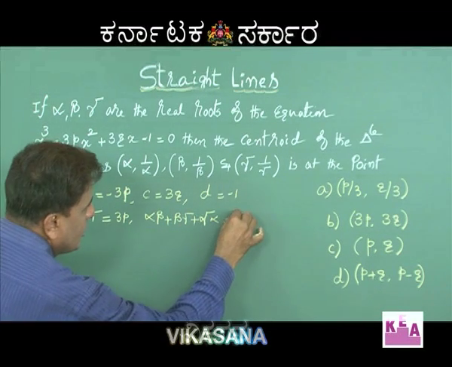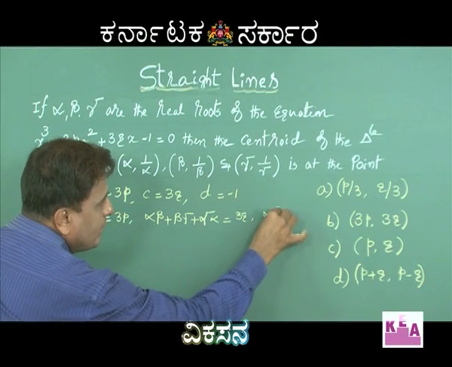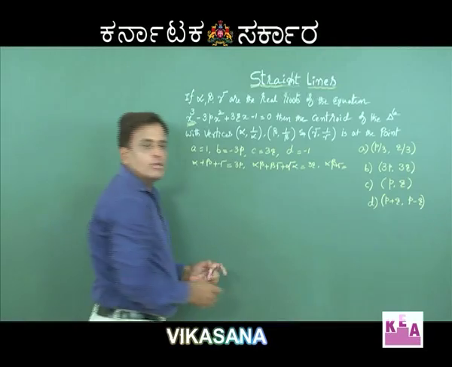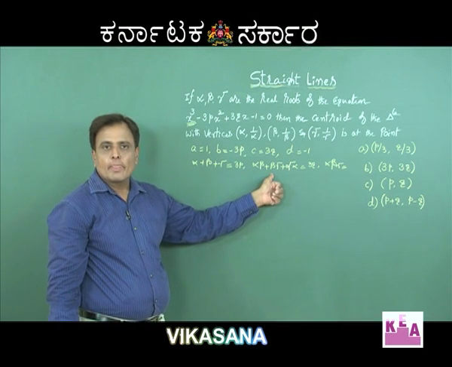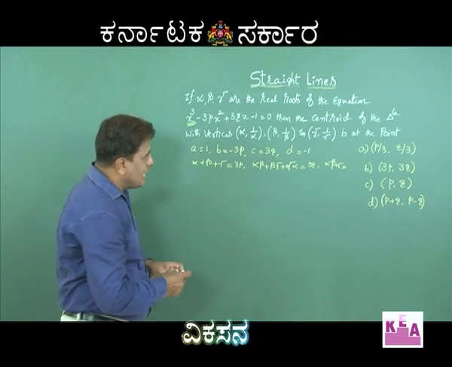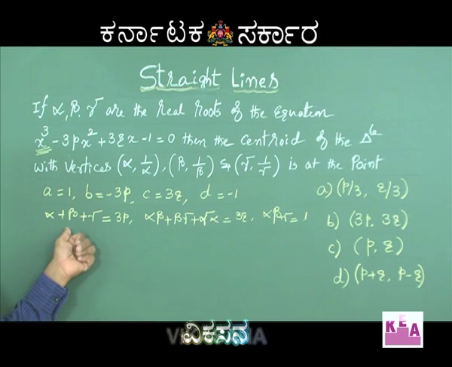What is c here? 3q by 1, and the product of all roots alpha beta gamma is equal to minus d by a. The sum of the roots is minus b by a, the sum of the product of two roots is c by a, and the product of all roots is minus d by a, that is equal to 1, alpha beta. Once again I will explain this part.